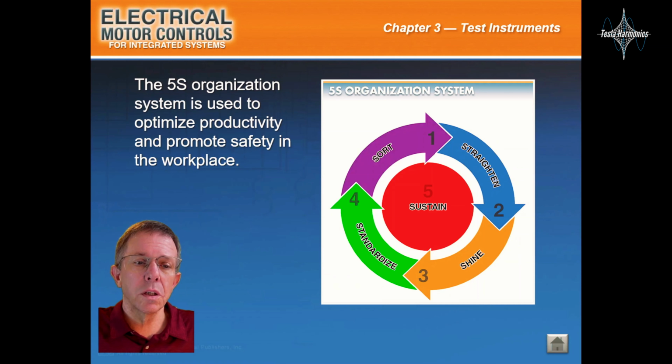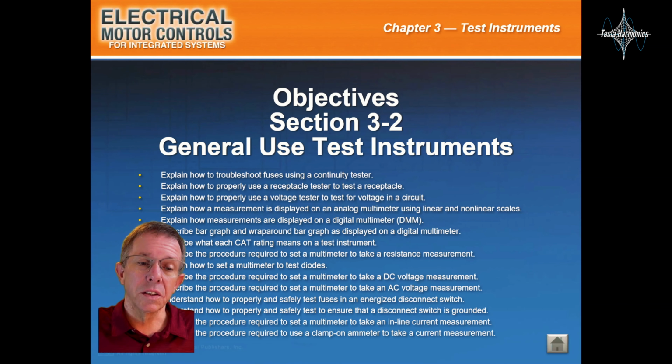The 5S organization system is used to optimize productivity and promote safety in the workplace. This will be Section 3.2, General Use Test Instruments.